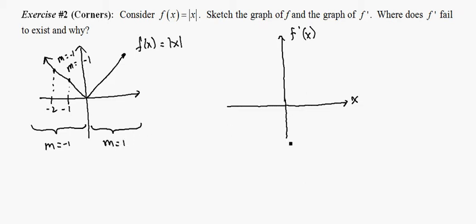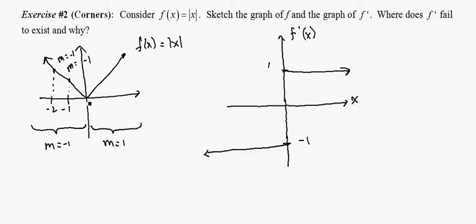So the derivative graph would have to look something like this. It would have to be a constant -1. That doesn't look very constant, but please excuse me. And then a constant 1. Now, of course, there's a problem here, because the way I've drawn the graph, f prime is not a function. It's not a function because it violates the vertical line test right at x equals 0.